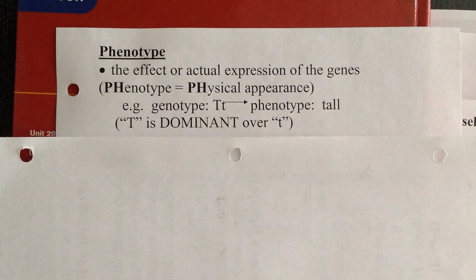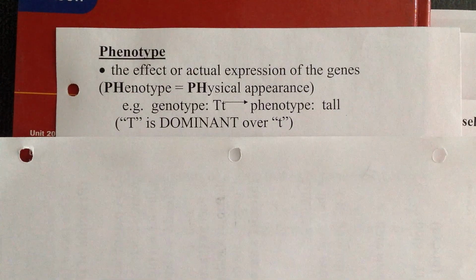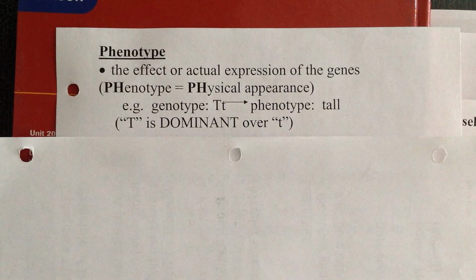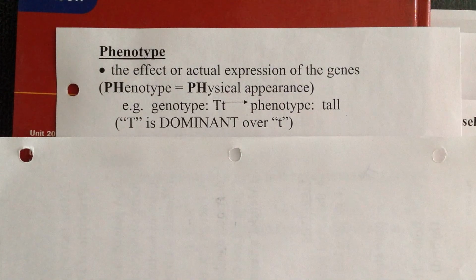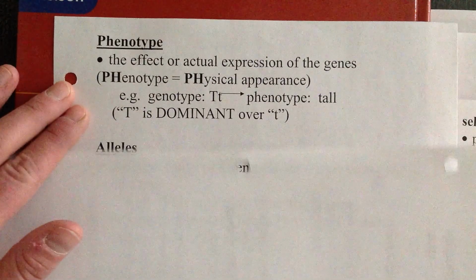So the genotype would be big T, little t. But the phenotype would be the fact that this would exhibit a tall type of plant. Because big T is dominant over little t, that's going to be the trait that we actually see once that big T shows up, and it's automatically going to overpower that little t. So that's a phenotype. So genotype is the gene set, the actual genes that are together, and phenotype is the physical appearance that we get out of that trait.